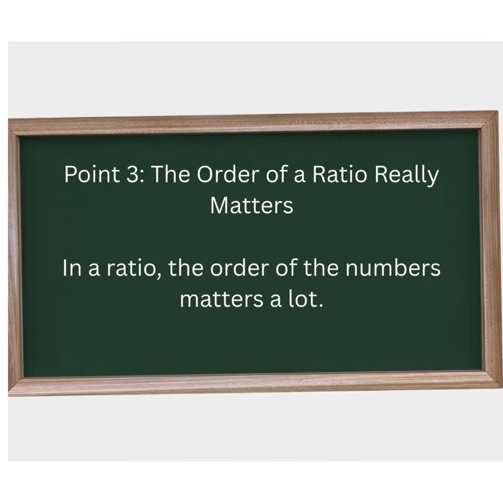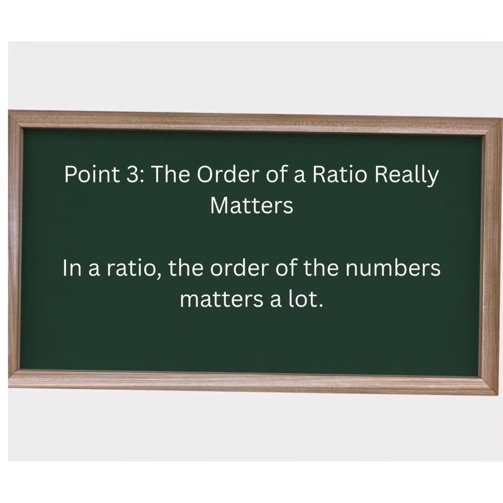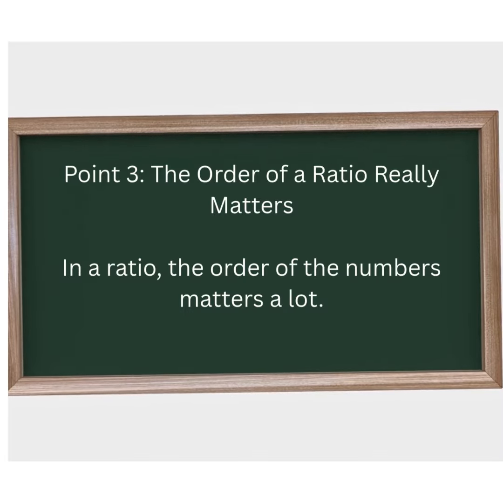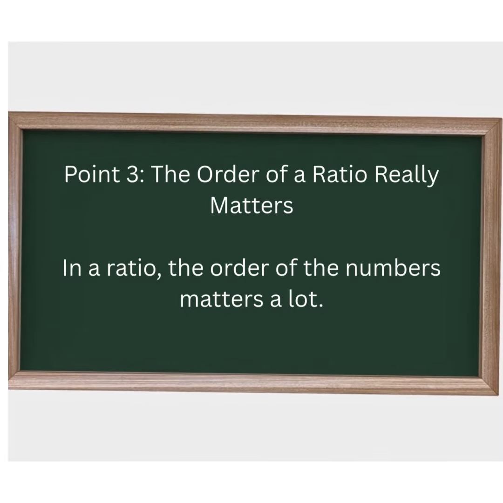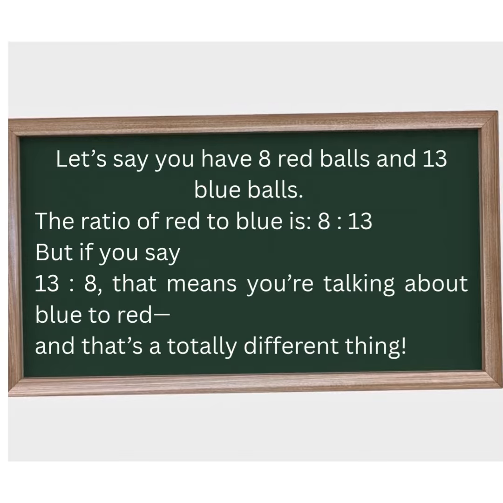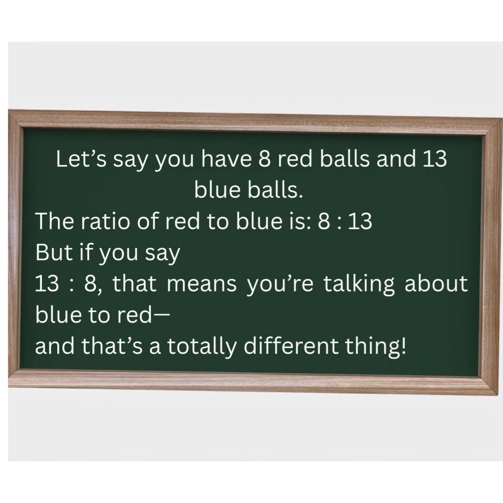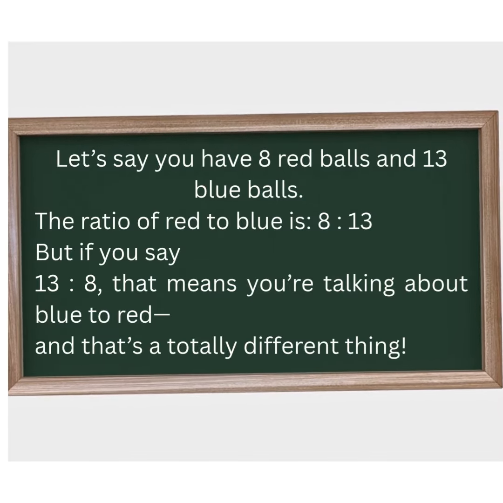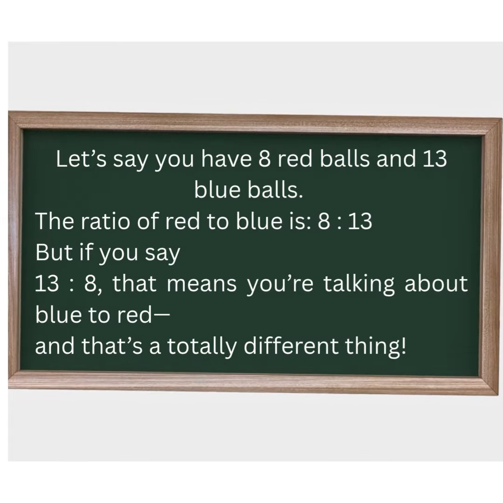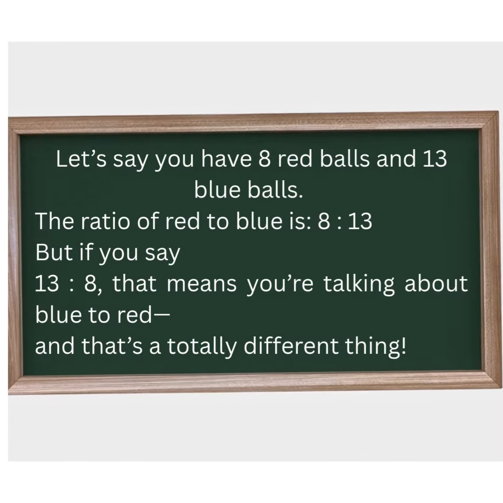Point 3. The order of a ratio really matters. In a ratio, the order of the numbers matters a lot. Let's say you have 8 red balls and 13 blue balls. The ratio of red to blue is 8:13. But if you say 13:8, that means you're talking about blue to red, and that's a totally different thing.